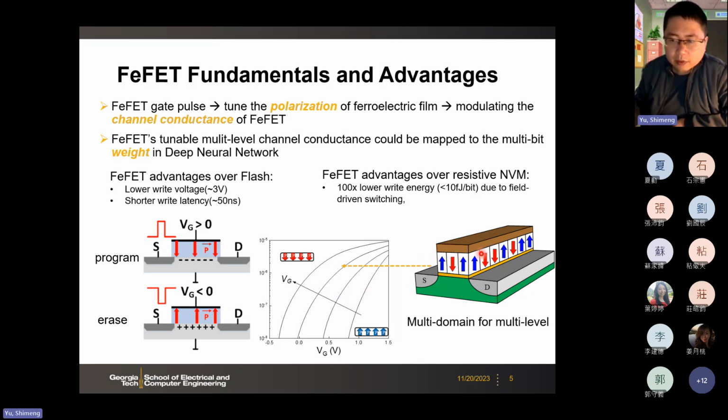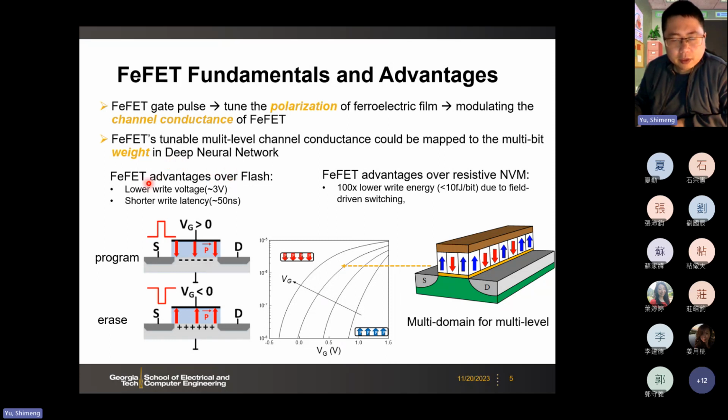Here we can have multiple so-called domains for the multi-level, because in this gate stack it's not one uniform ferroelectric thin film. You may have some parts which are called domains, and we can have those domains switched individually. So we can use multi-level states to map multi-level weights, and so it's useful for deep neural network inference.